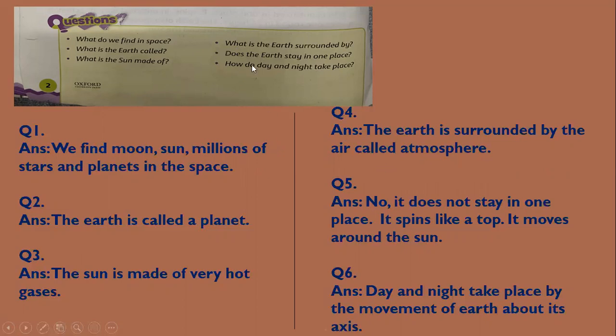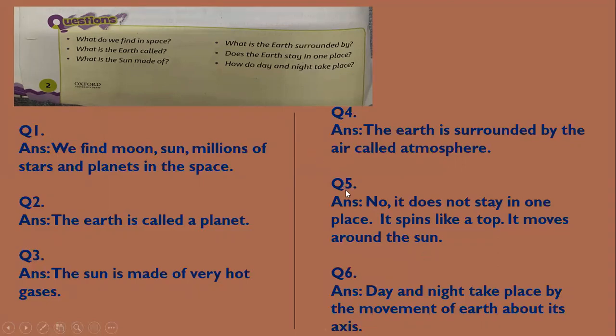Question number 5, does the earth stay in one place? Yes, children, think, does the earth stay in one place? Of course not. You remember the earth has 2 types of movements. So the answer is no. It does not stay in one place. It spins like a top. This is the rotation, the rotating movement about its axis, like a top. And what is the other movement? It moves around the sun.